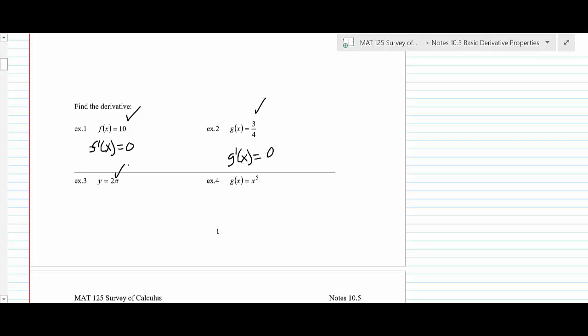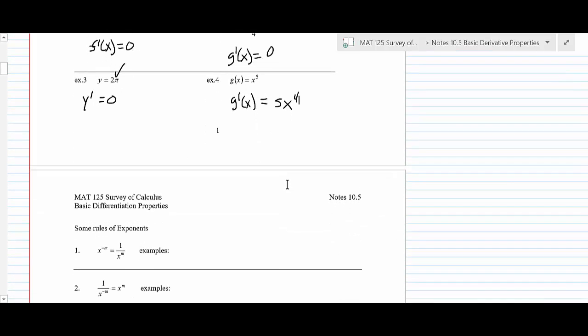That's about 6.28. Now this time you can write it down as y prime if you want to. You just say y prime is equal to 0, because I wrote it as y, I didn't say f of x. How about the next one? What's its answer? 5x to the 4th. Good. That's the power rule. That's how you do it. Those are pretty simple.